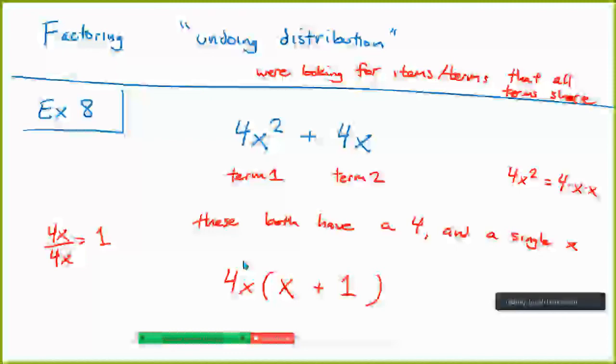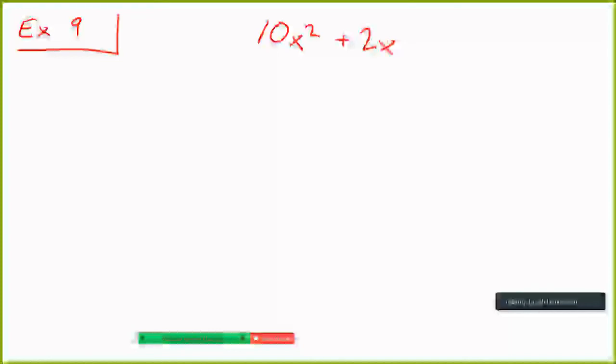Okay, let's try another one. Number 9. Now, remember what we're doing here is trying to undo distribution. So we've got 10x squared plus 2x. Our first question is, what do they have in common? What could I divide out from both of these terms? And then we have to divide it out and show what would be left over from both terms after dividing out what's common.